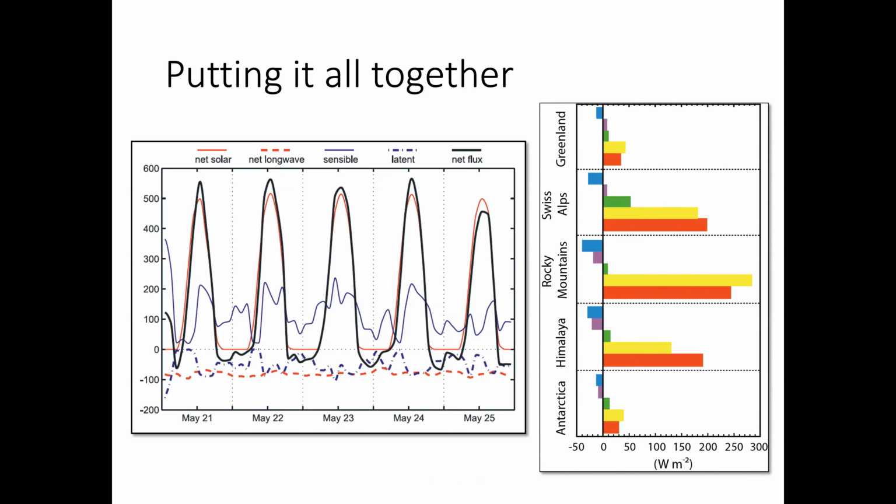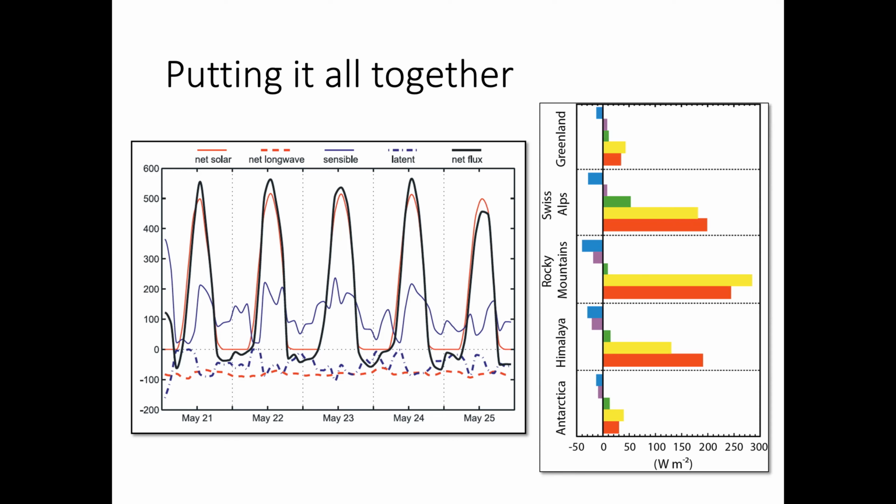So now I'm bringing together many of the components we went over in the previous slides. Mainly here, solar radiation or shortwave radiation, longwave radiation, and sensible and latent heat. The figure on the left here shows the hourly energy balance for a clear sky for a few days in May at an alpine site. You can see the solid red line, which is net solar, goes up to about 500 watts per meter squared during the day and down to 0 at night.